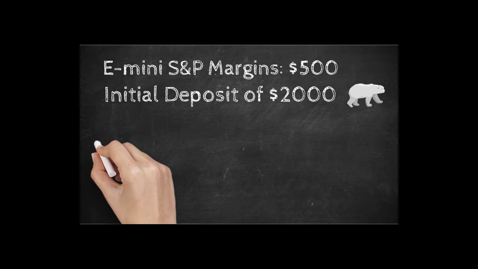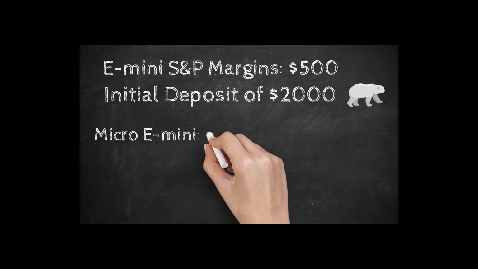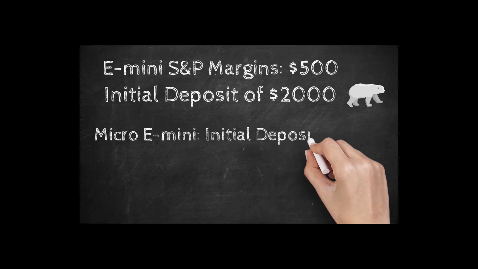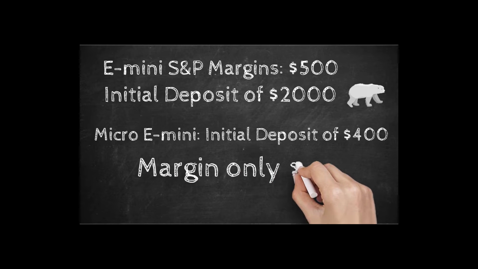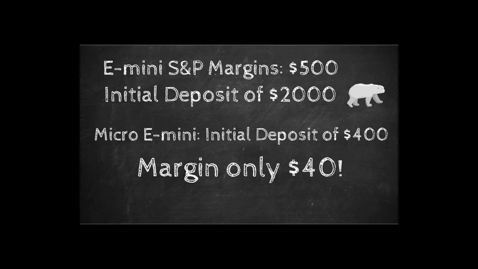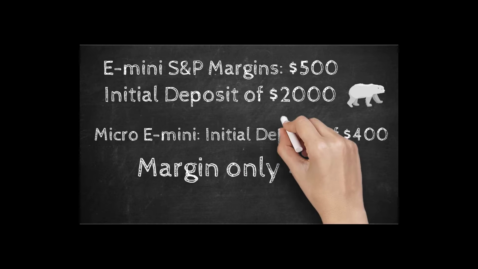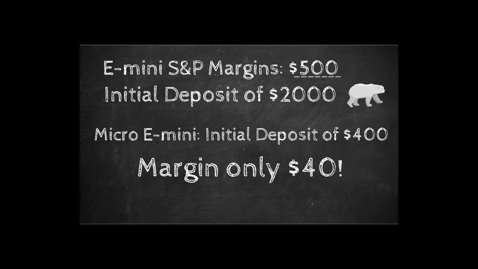However, with the micro E-mini, you only need a fraction of that money. For example, to open a micro futures account with NinjaTrader Brokerage, you only need an initial deposit of $400, and your margin, get this, is only $40. Compare that to the $500 margin we talked about earlier.